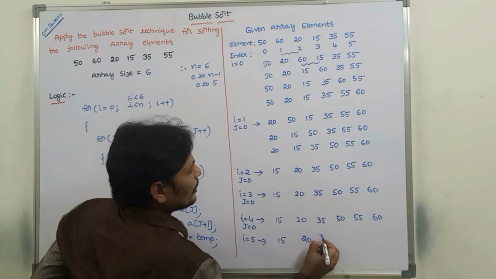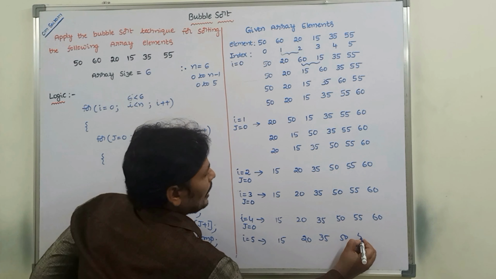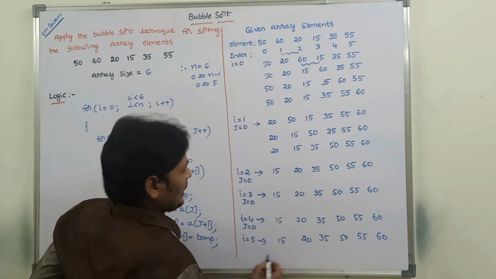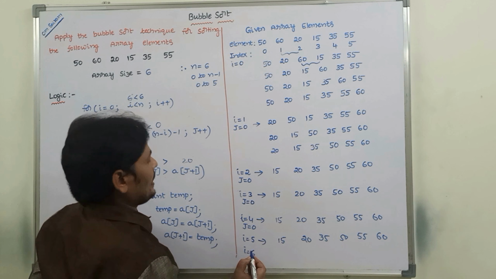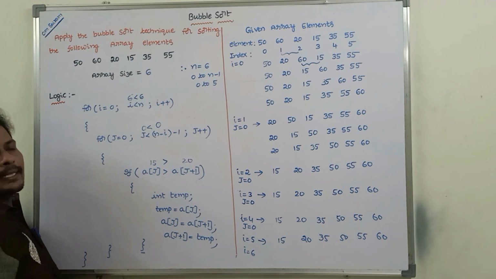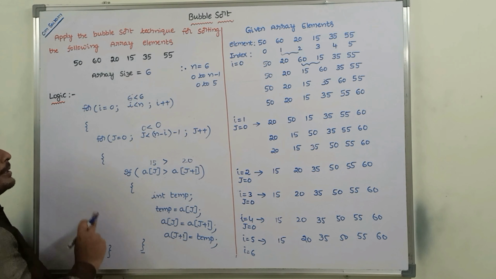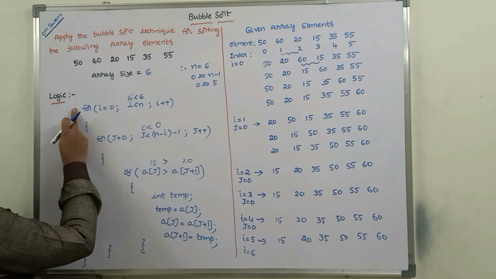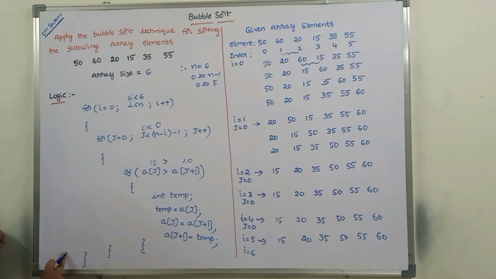Now the i value is incremented. So now i value becomes 6. Okay, 6 less than 6, that is false. Then the control goes to the next statement after the outer for loop.